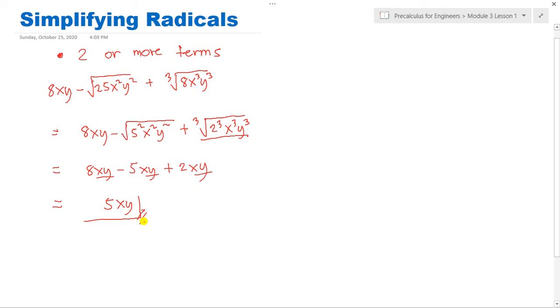That's it, class. Then we have our last example for simplifying radicals. Let's say you are given the fourth root of 32x plus the fourth root of 2x raised to the 5. So again, please convert the number or expression inside the radical sign into a factor of prime numbers.